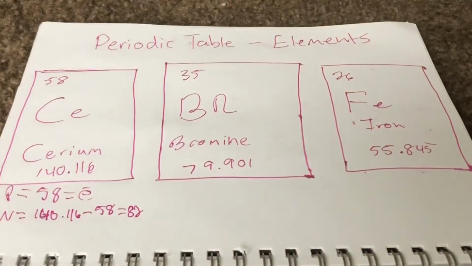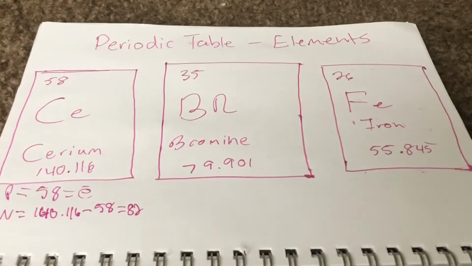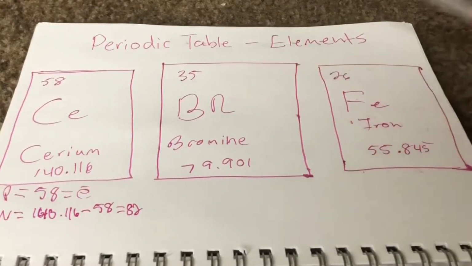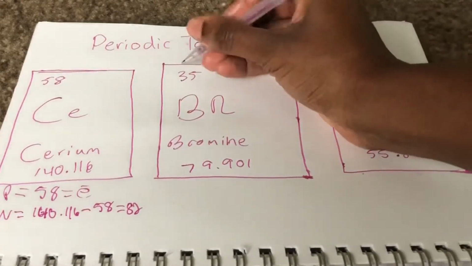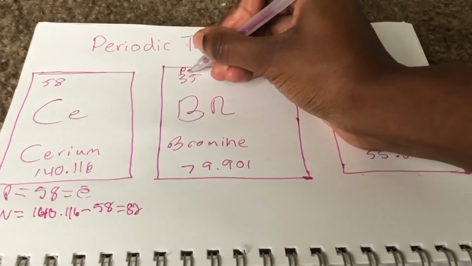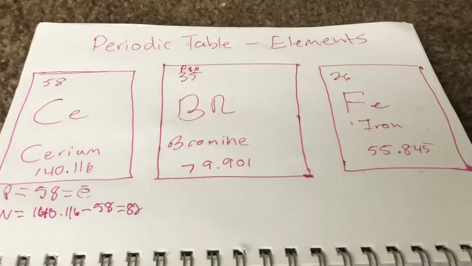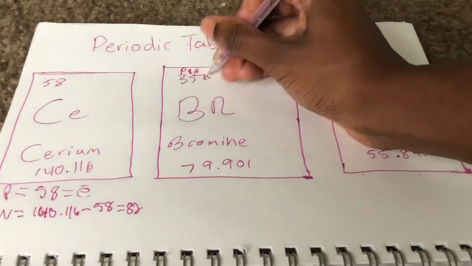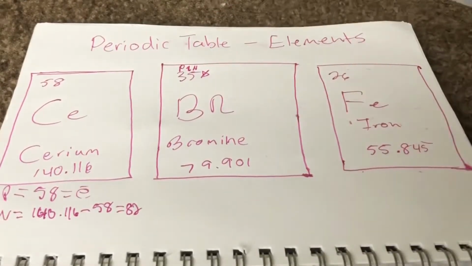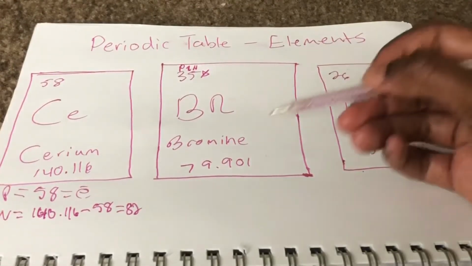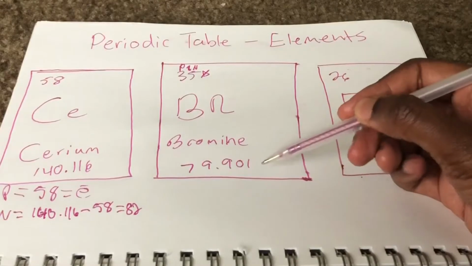Okay, so now let's look at bromine. Again, we have the atomic number, which is 35, which equals the number of protons and electrons. So we can just write P for protons and N for neutrons. And then we can look at the abbreviation, which is Br. This is supposed to be lowercase. And then the name, bromine, right? And then we can look at the atomic mass, which is 79.901.